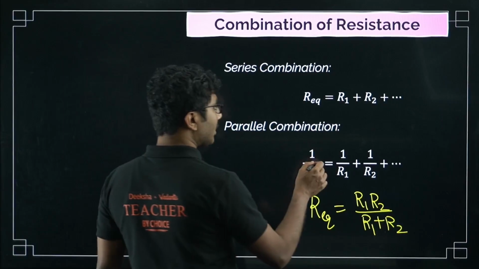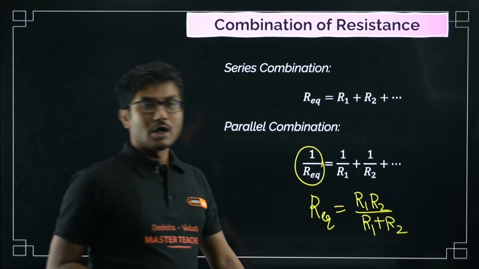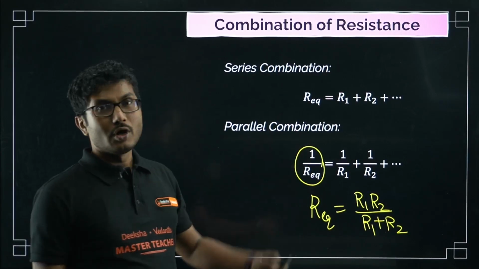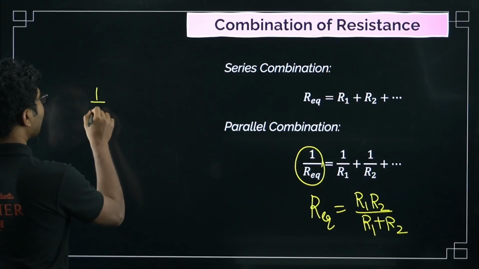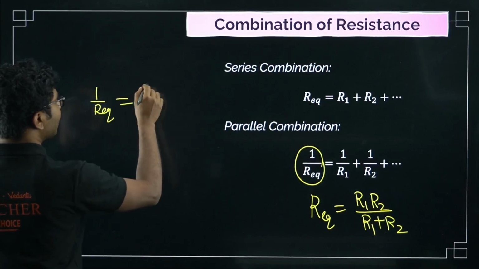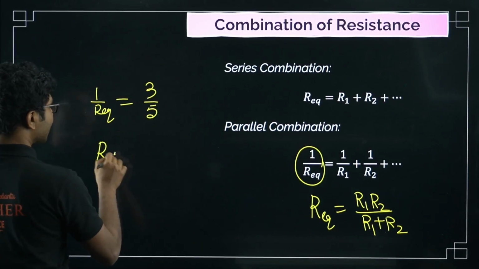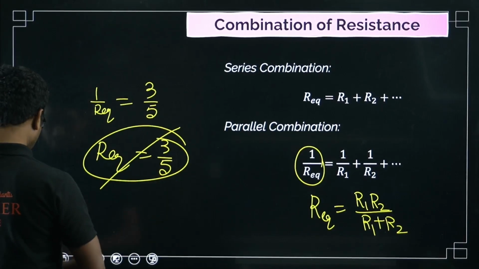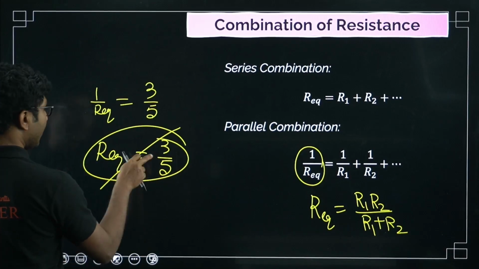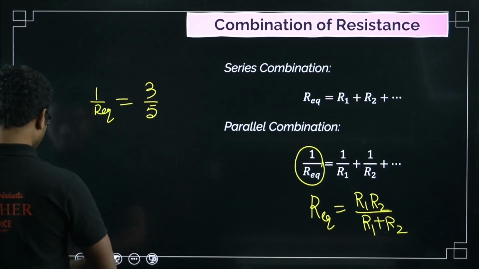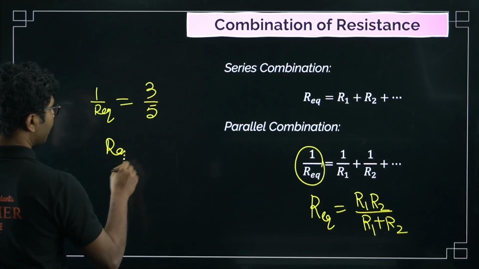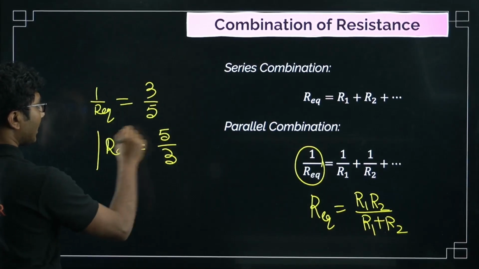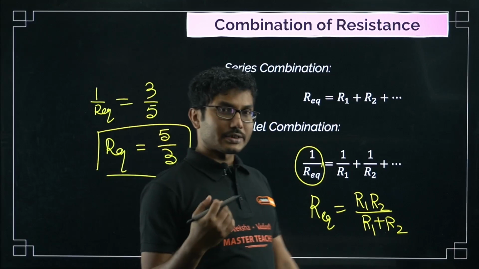One more thing to remember: if you are solving this for more than two resistances, after calculating this, you have to take the reciprocal of that value. I have seen some students calculate 3 by 5 and say the equivalent resistance is 3 by 5. Don't make this mistake. The R equivalent will be 5 by 3. You have to take the reciprocal of the right hand side, because it is 1 by R eq. So be careful, don't make such mistakes.